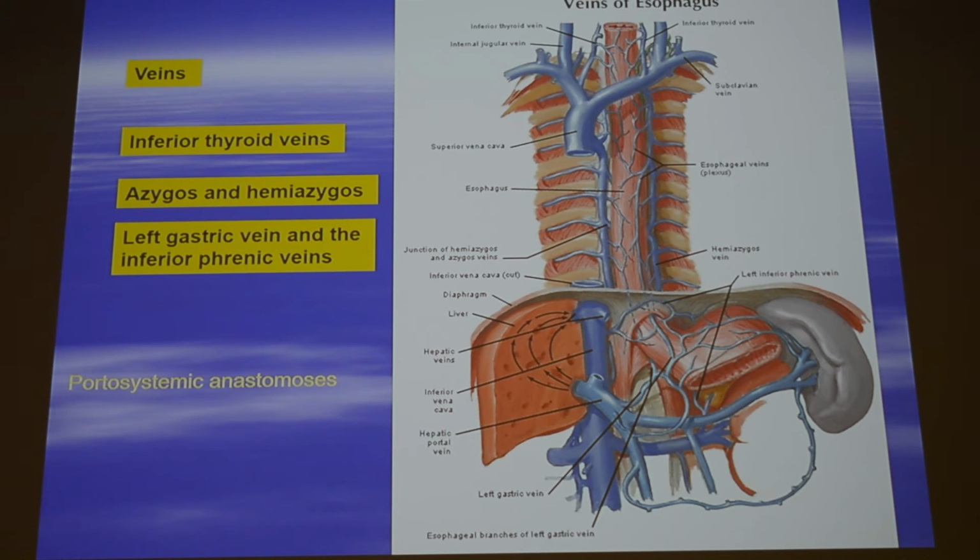This system of veins that will take digested nutrients from the gastrointestinal system to the liver is called the portal circulation. So the portal circulation is a special venous system specific for the gastrointestinal system. It will take the nutrients digested in the gastrointestinal system to the liver. This is called the portal circulation.